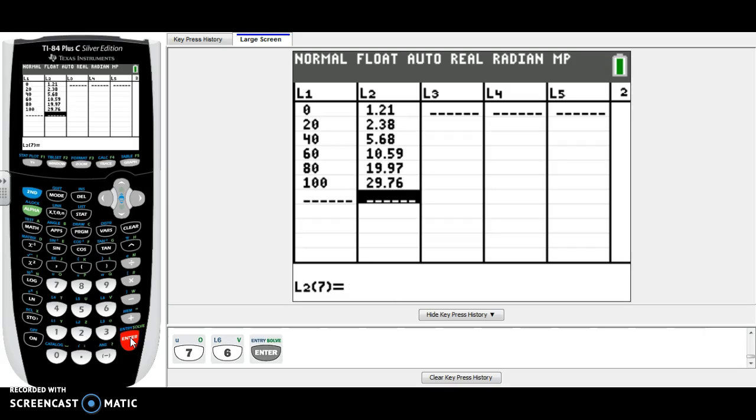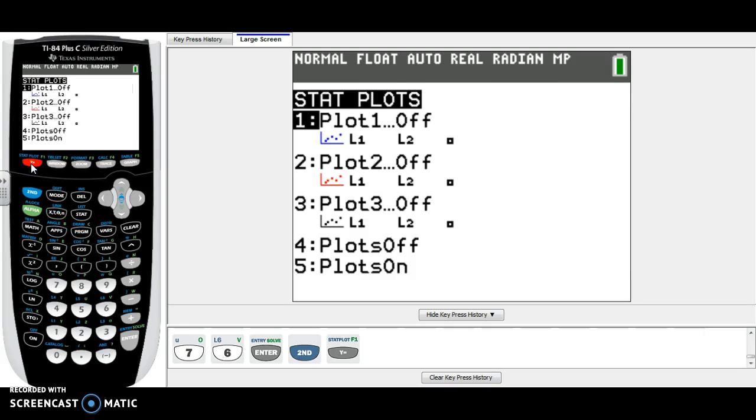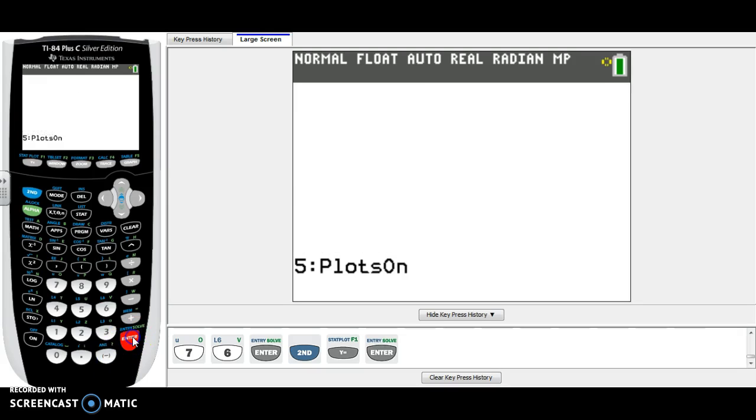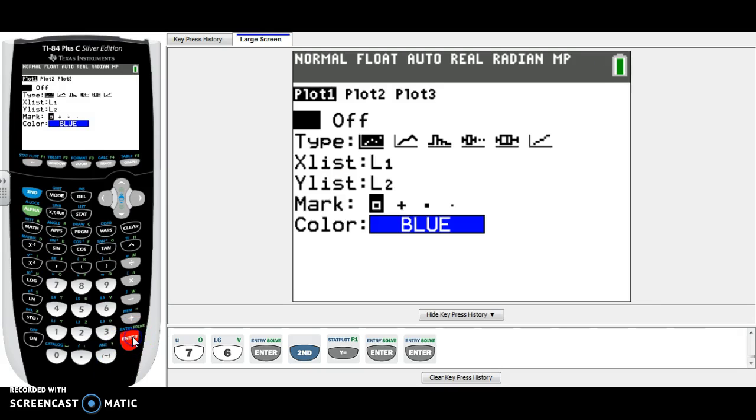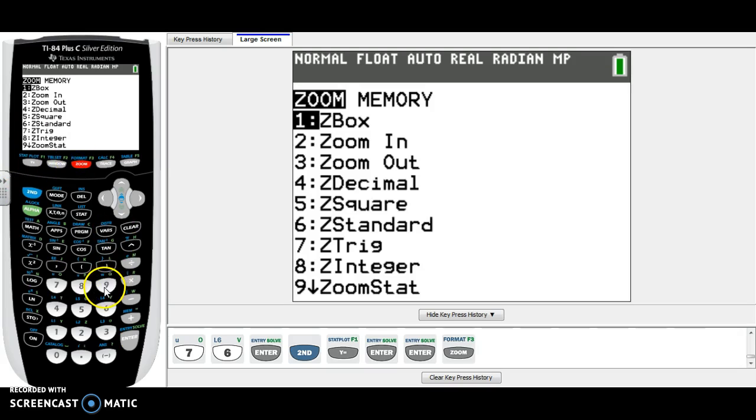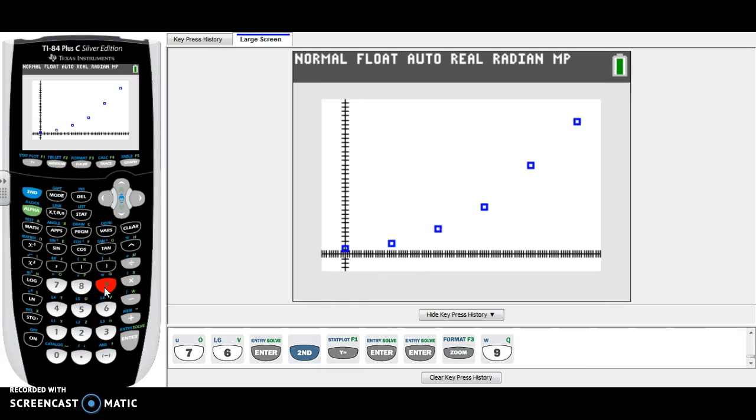All right, so once you have your list entered, you're going to make sure that your stat plot is on since we reset our calculator. So second y equals takes us to the stat plot. Press enter and then make sure you press enter again so that the on is highlighted and stays highlighted. So once that's on, we can press zoom 9 and you'll see your graph.